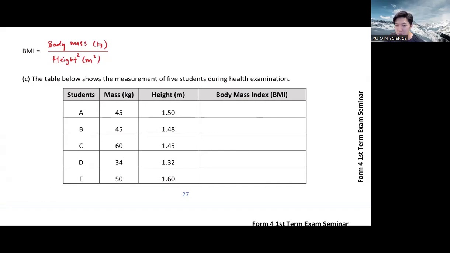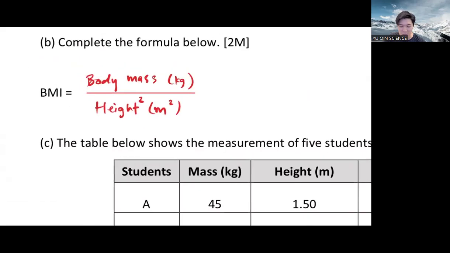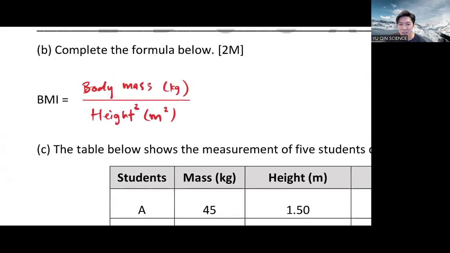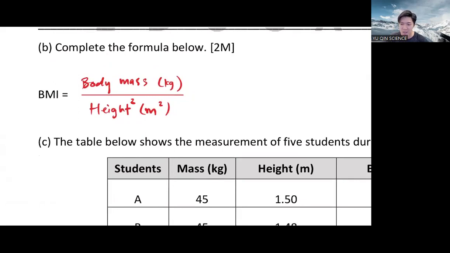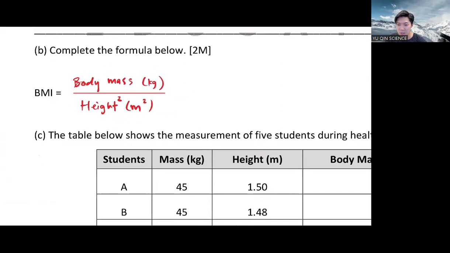How to put in the calculator? Huh? You mean how to? Bro, are you serious? You don't have to press me. The formula is this one. So you put your body mass. Okay.